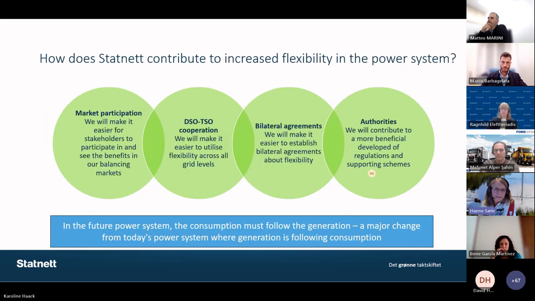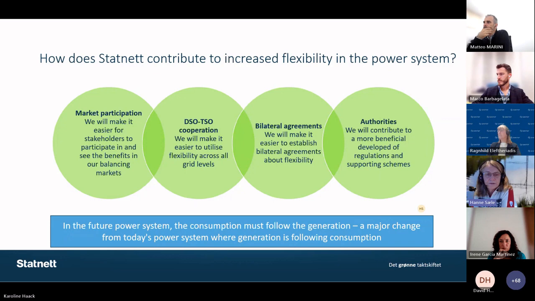So what does Statnett contribute? We need the flexibility, and we want to inform. Related to market participation, we will make it easier for stakeholders to participate in and see the benefits in our balancing markets. We are also working to make it easier to utilize flexibility across all grid levels with cooperation between DSO and TSO. And also we are working to make it easier to establish bilateral agreements about flexibility.